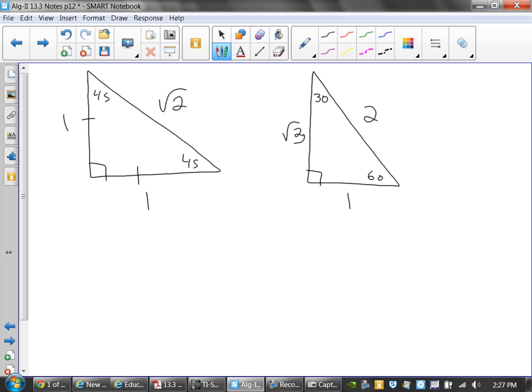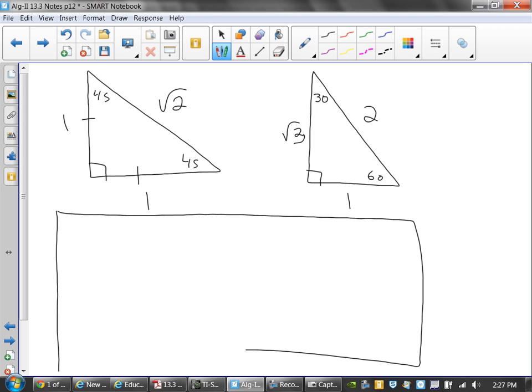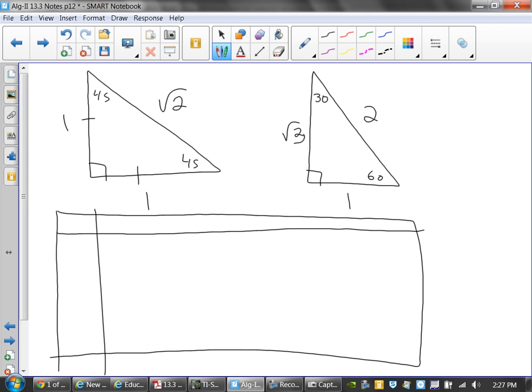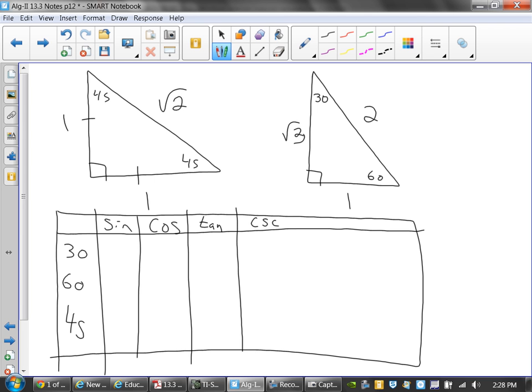What I'd like you guys to do is create a trig table for the 6 trig functions for the special right triangles. I want you to write out your 30, your 60, and your 45 for the sine, cosine, tangent, cosecant, secant, and your cotangent. That's our homework.